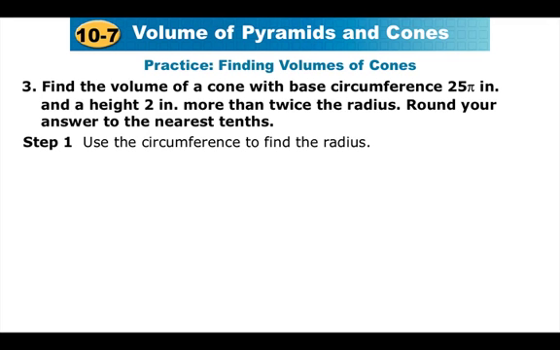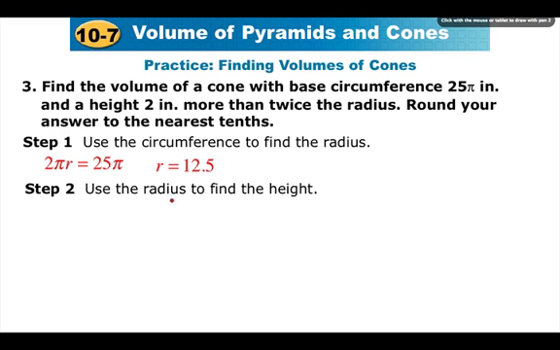So we use the circumference to find the radius, because they're telling you that the circumference is equal to 25 pi inches, or just 25 pi. So 2 pi r equals 25 pi. Solve for r, you get 12.5. Now that you know the r, we're able to find the height, because the height is 2 inches more than twice the radius. That's why we have this expression. So the height is 27 inches. I forgot the inches here.